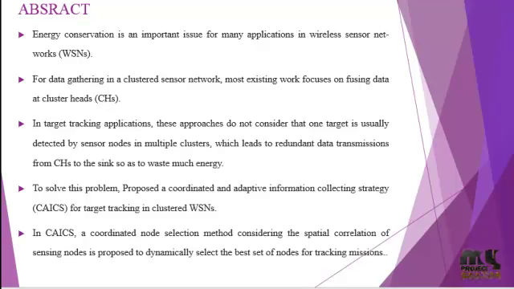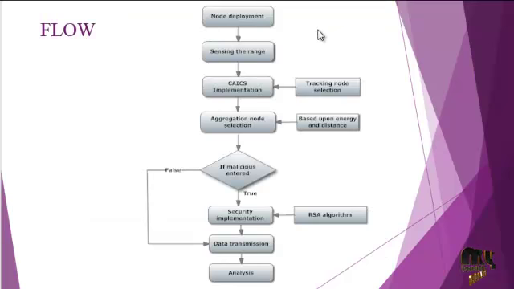To solve this problem, we propose a coordinated and adaptive information collecting strategy called CAICS for target tracking in clustered WSNs. In CAICS, a coordinated node selection method considering the spatial correlation of sensing nodes is proposed to dynamically select the best set of nodes for tracking missions.